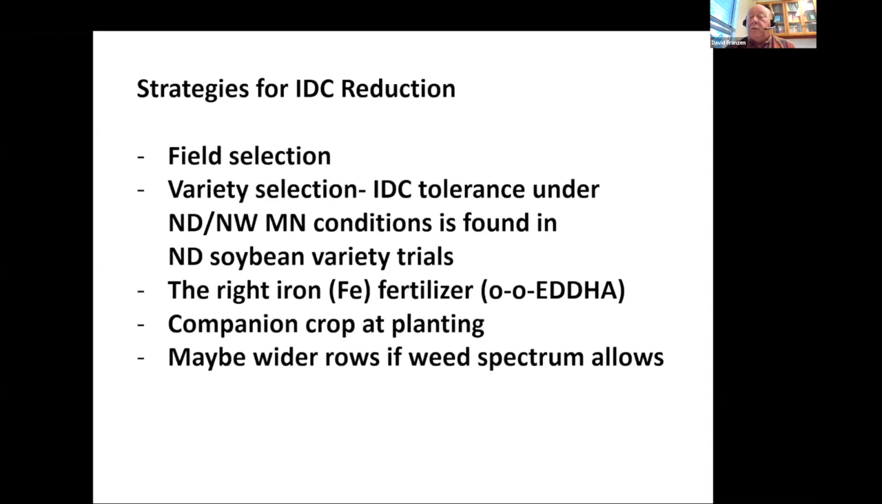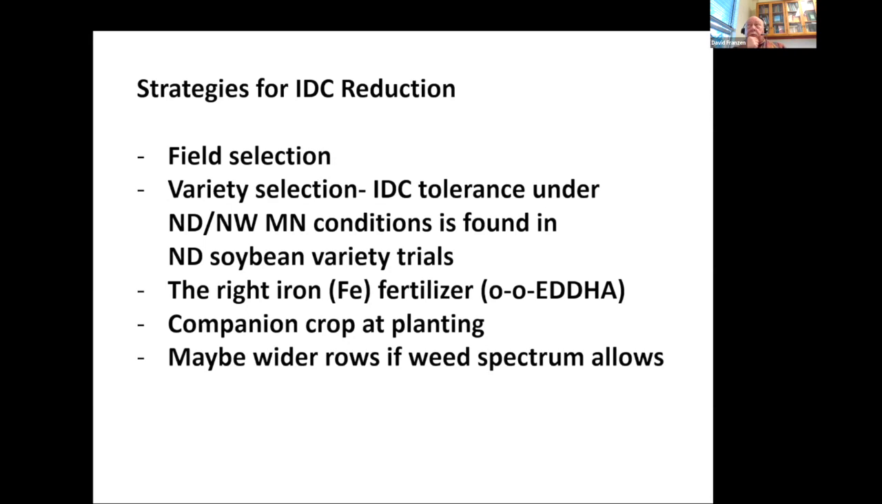The other is variety selection. That's really, really important after the field selection. And as Greg showed, we have really good screening in this state for IDC that's relevant to this state. Other states have screenings, but they don't have the salt stress that we do. So you can't use southern Minnesota or Iowa or Illinois or Wisconsin IDC measurements to figure out what your tolerance is. You have to use the state measurements where the salts and the carbonates are together, as in our conditions. So use our variety selection from NDSU. It's a tremendous resource.